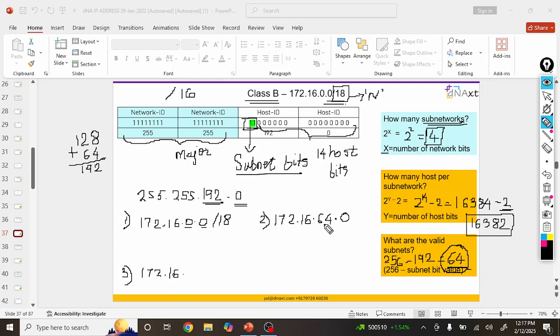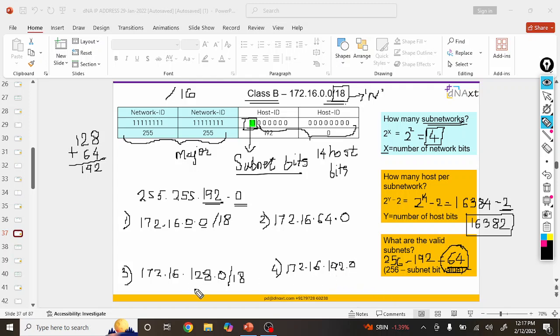Then 172.16.64 plus 64 will be 172.16.128.0/18. This is your third subnetwork, and the fourth one will be 172.16.192.0.